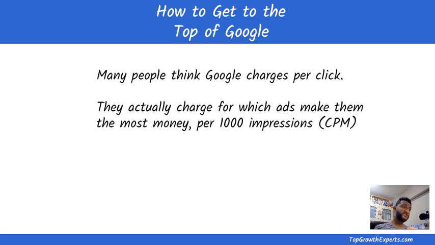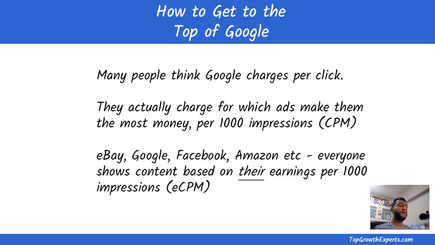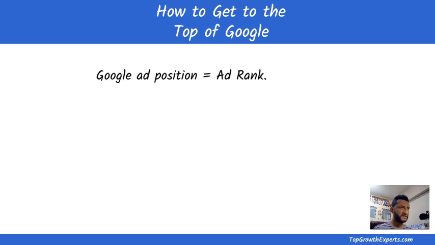And secretly, the ad position is actually based on which ads make Google or the company the most amount of money per 1,000 impressions. Although I mentioned Google specifically here, this works for all of the big platforms. eBay shows their listings based upon this algorithm. Facebook will show their ads on this. Amazon shows their ads and their listings based on this algorithm. Basically, all the big platforms are businesses, and they show content based on their earnings for every 1,000 impressions, which is eCPM. So I'm going to use Google here as the example.